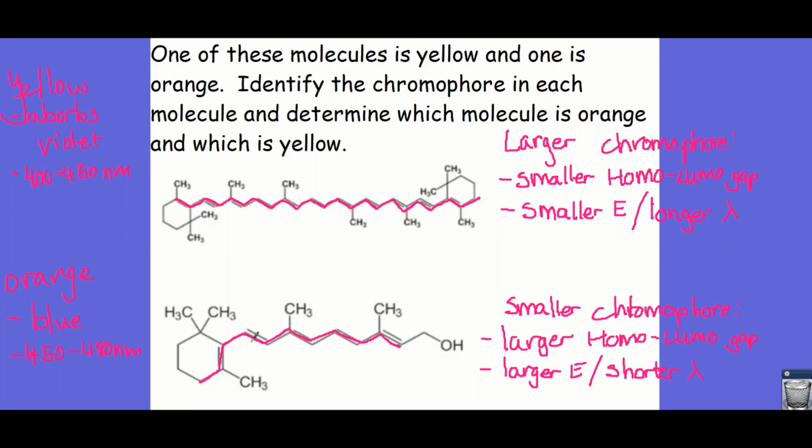So if we look at the values here that are being absorbed, the shorter wavelength is this one here. So we would expect this molecule to be yellow, and the longer wavelength is associated with blue being absorbed. So we would expect to see this as orange.